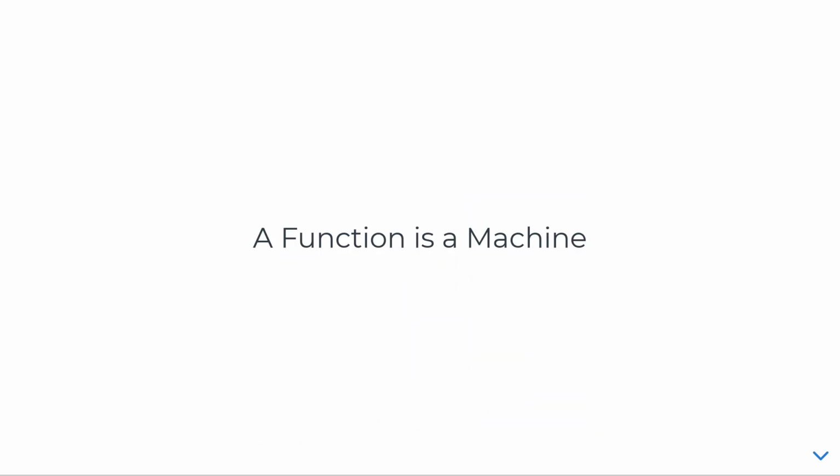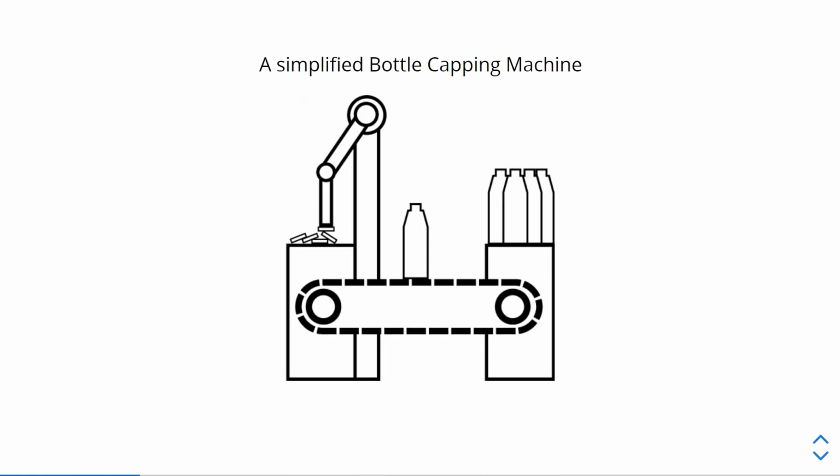Metaphors are highly effective in knowledge transfer. So, at the risk of not being completely technically correct, let's look at our first metaphor. In JavaScript, functions are machines. What is a machine? Consider this image of a simplified bottle capping machine.